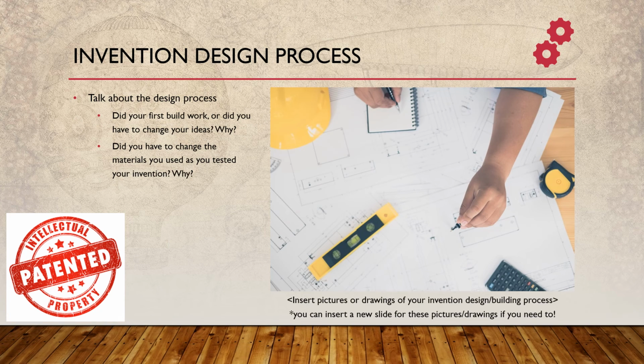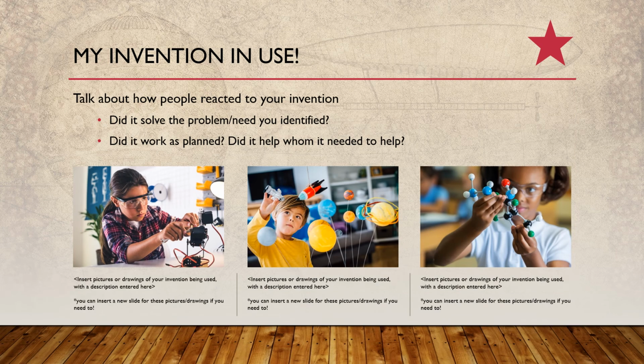Invention design process. You always need to talk about the design process either in the form of flowcharts, diagrams, or any other way of representing what exactly your idea is and the way in which it works. Did you have to change your materials? What were the testings? You need to mention everything and try to include pictures, diagrams, images, so it could be a little more interesting and a little easier to understand.